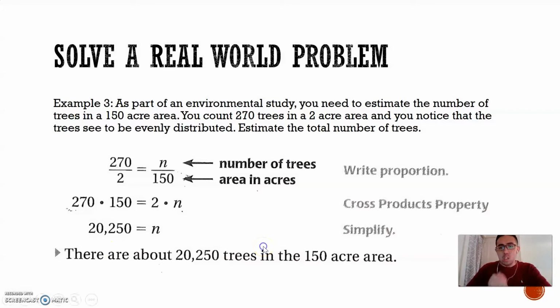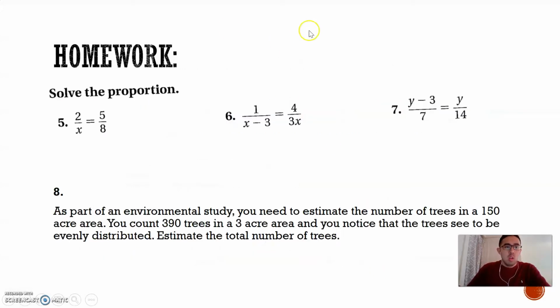Last thing I want to mention is you do have homework. Your homework is these 4 problems. Okay. So if the PowerPoint is already on Google Classroom, please submit these before Friday.